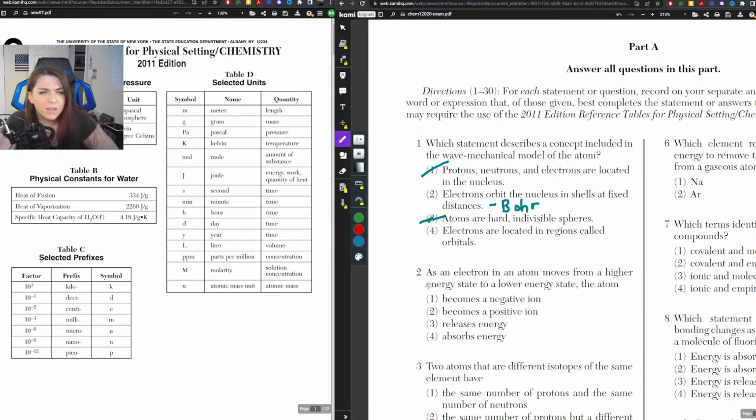Actually, at fixed distances. I don't love this question. Already, I'm not in love with this. Fixed distances implies that it's a perfect circle, right? Because it's a fixed distance. They are in regions. I would argue that those regions are not called orbitals, they're called clouds.